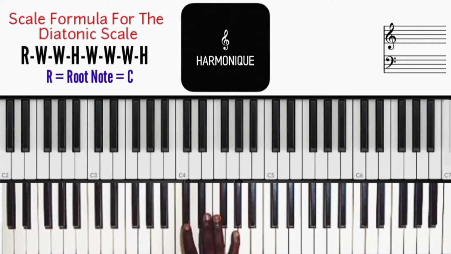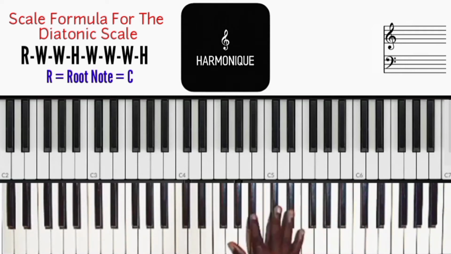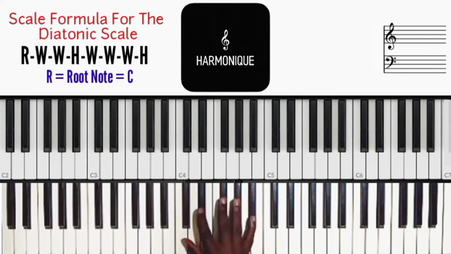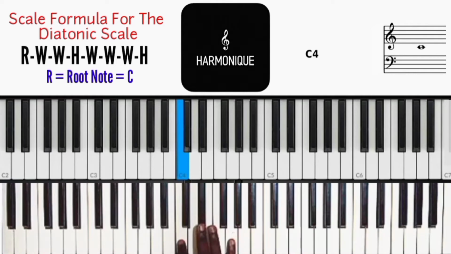For us to get the set of keys that will make the C major scale, for example, we will have to follow this formula in ascending order. So firstly we have R, the root note, which is C. So moving up, we have the letter W. This is telling us to move a whole step up to get our next key for the scale. And as earlier said, moving a whole step is moving from one key to another key second closest to it.